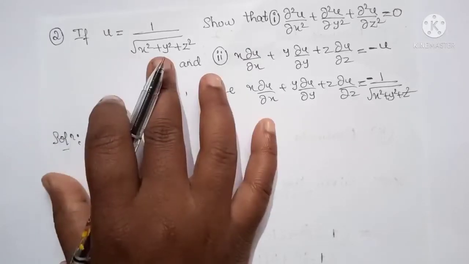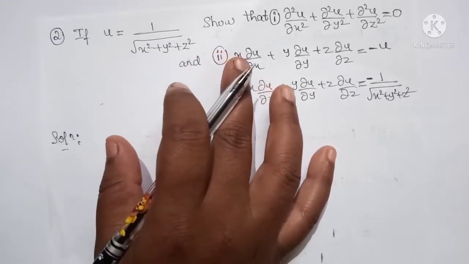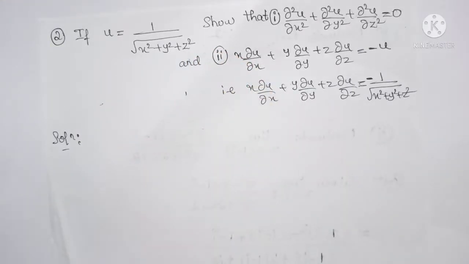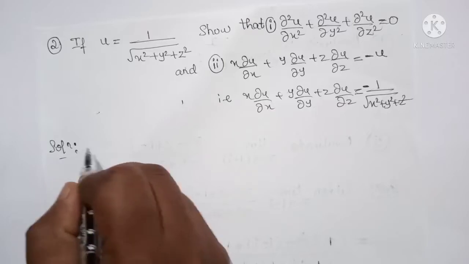In most of the problems they won't mention that this is a symmetric function. They will directly find the partial derivative of the function with respect to x, then write the others similarly. So if you recognize the symmetric function, that will be easy for you.